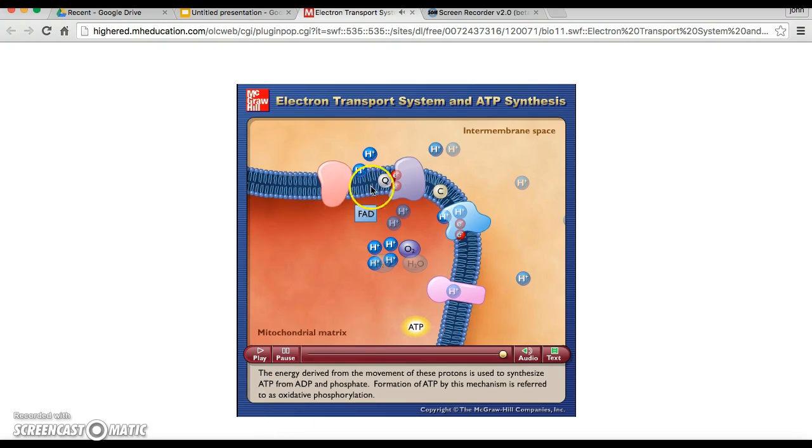So all the names of each of these proteins is not important to memorize. Just realize that this is an electron transport chain where each protein has more reducing power, the ability to gain electrons, than the other, and that the electrons are being pulled from one protein to another and ultimately being grabbed by the final electron acceptor, which is oxygen, and turned into water.